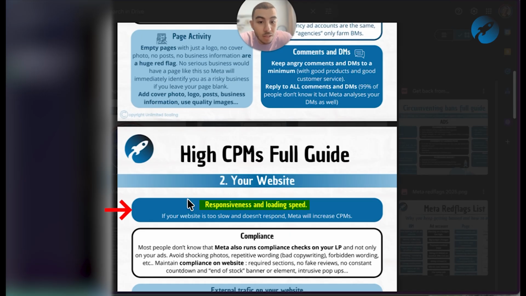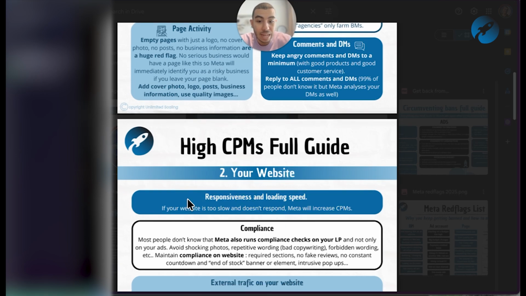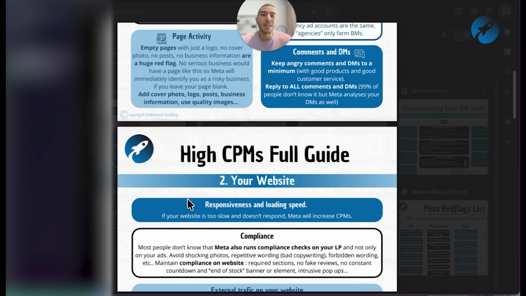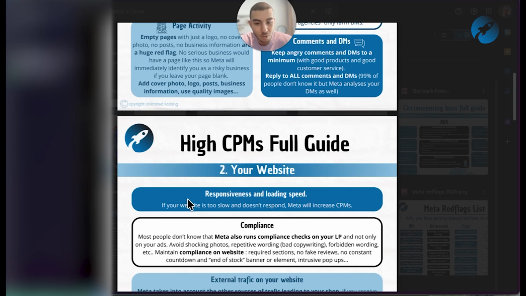So, responsiveness and loading speed. If your website is too slow, then Meta will see it, and not many people know about this, and then your performance will drop a lot. So you need to work on this and make sure that your website is not too heavy and is loading as quickly as possible. For example, if you add a banner like end of stock, there is a high chance your ad account will get restricted. So it's not a matter of if, it's a matter of when your account is going to be restricted, because it's just a matter of time. If you write that your stock is empty, it's the last stock, anything like that is a very big red flag. So you need to be careful about that.